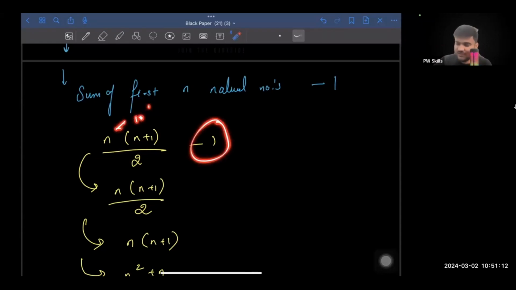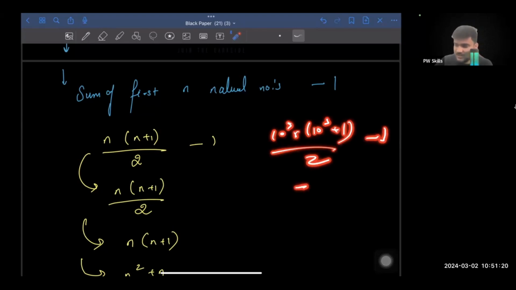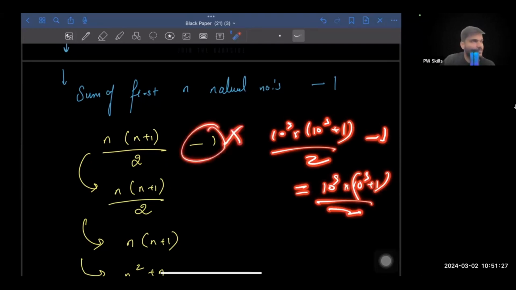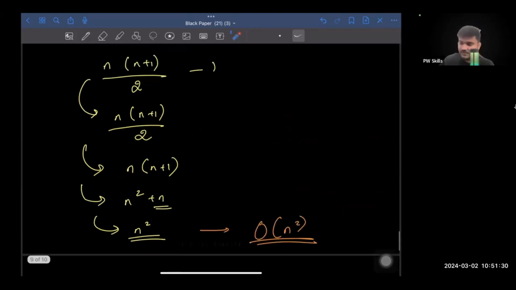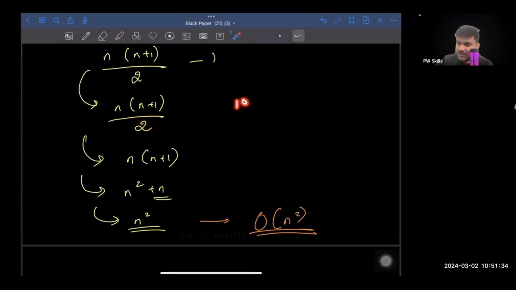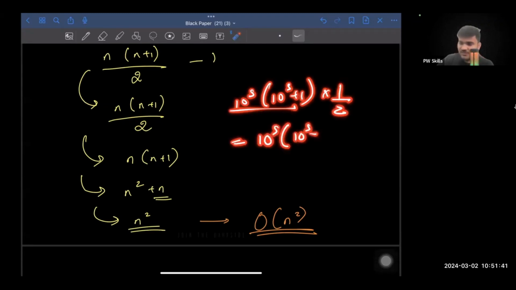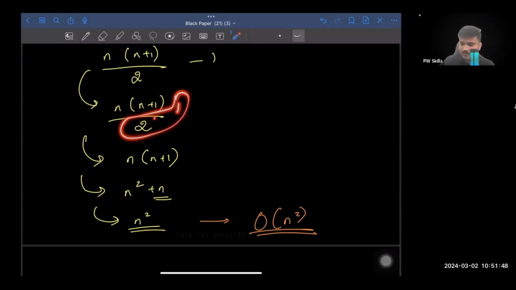Think about it. If n is 10 raised to the power 5, then 10 raised to the power 5 into 10 raised to the power 5 plus 1 by 2 minus 1 is about 10 raised to the power 5 into 10 raised to the power 5 plus 1 by 2. This minus 1 holds no significance, so I avoided it. Same thing for 1 by 2. That term will become 10 raised to the power 10, which is too huge. 1 by 2 is nothing, so we avoided it as well. We got n into n plus 1.